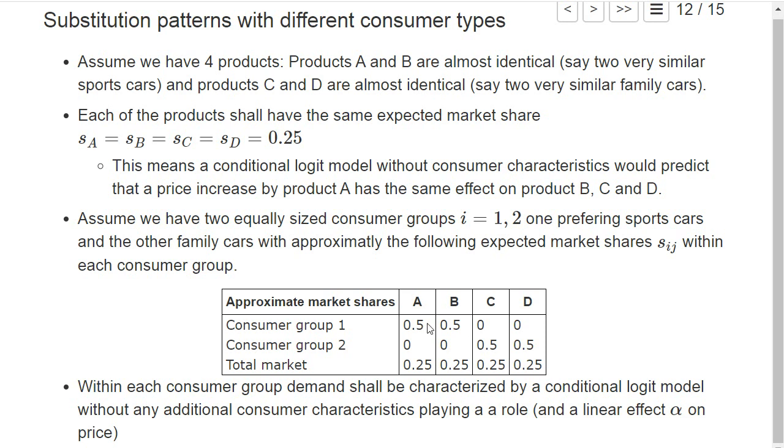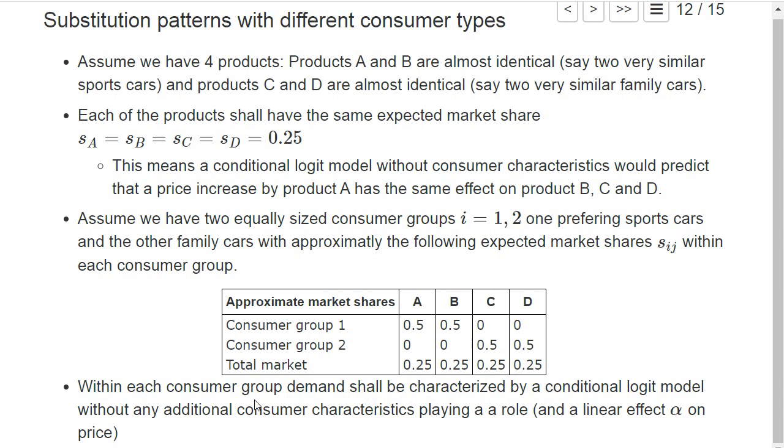So assume within consumer group 1, basically the market share of sport car A is 1/2 and sport car B is 1/2, while the market shares of the family cars are 0. And in the consumer group 2, think of families, the family cars C and D both have a market share of 1/2. And both consumer groups are the same, so the total market share is 1/4 for each.